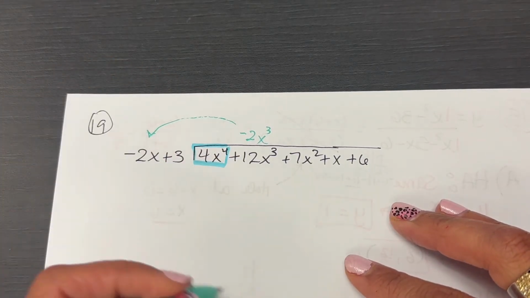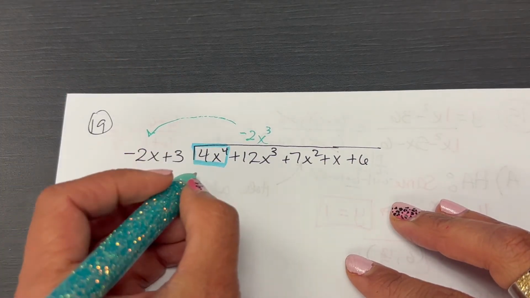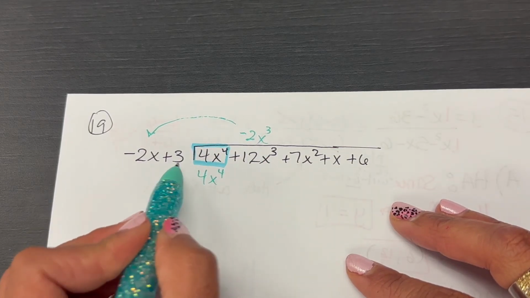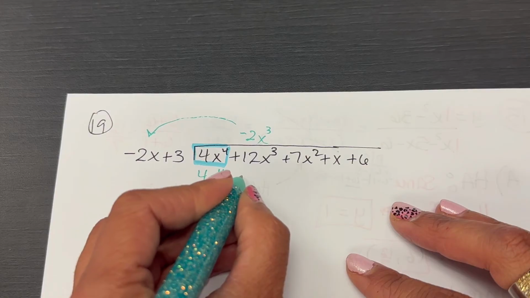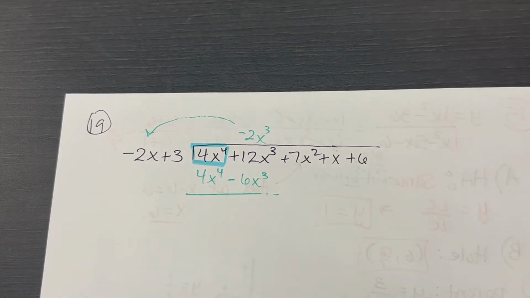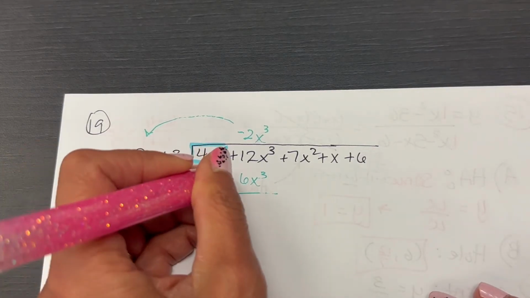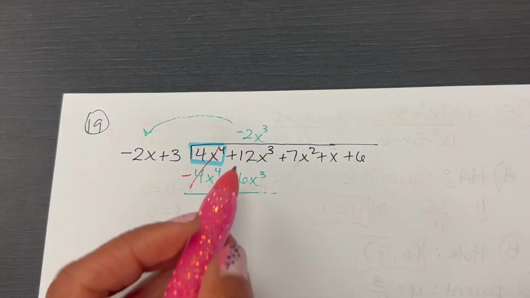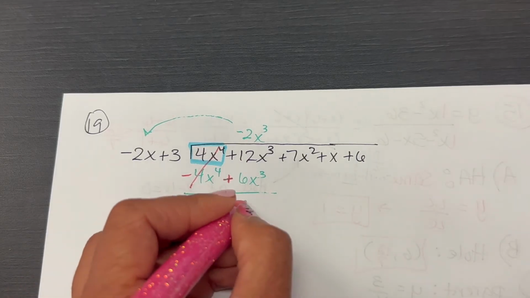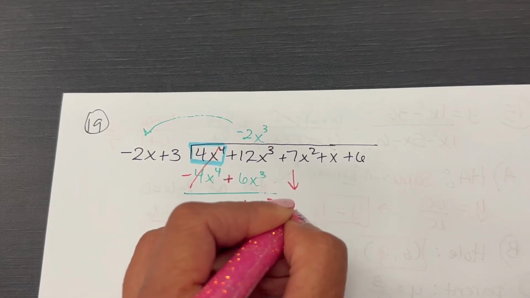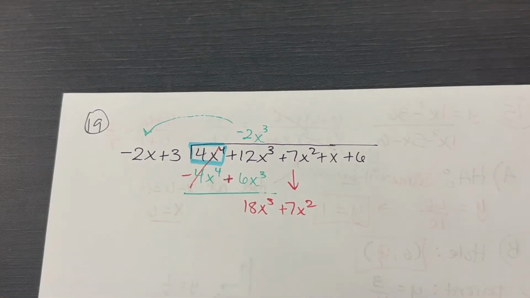And then we distribute. Negative 2x cubed times negative 2x is a positive 4x to the 4th. Negative 2x cubed times 3 is a negative 6x cubed. And then we have to do the sign change. So this becomes negative, this becomes its opposite, so positive. These should cancel. 12x cubed plus 6x cubed is 18x cubed. And then you bring down the next term and you do it all over again.